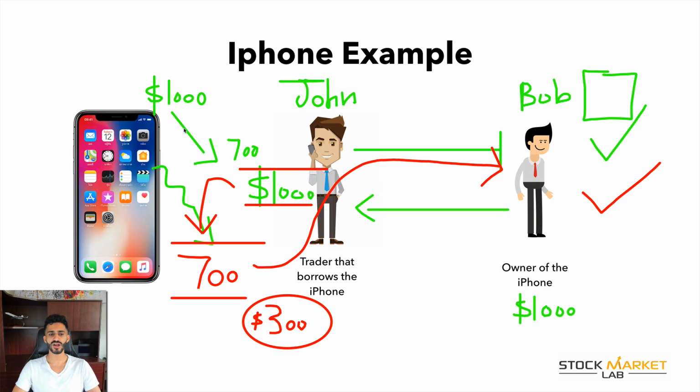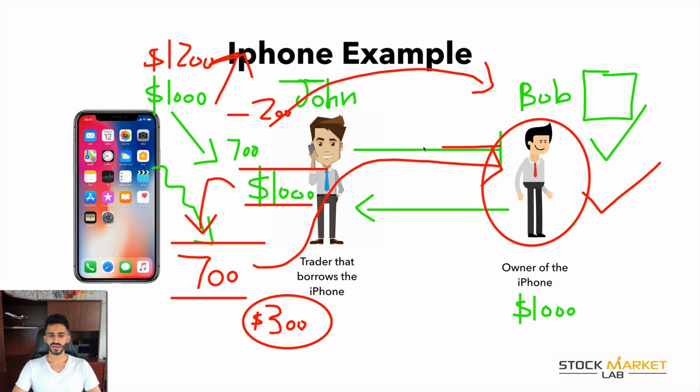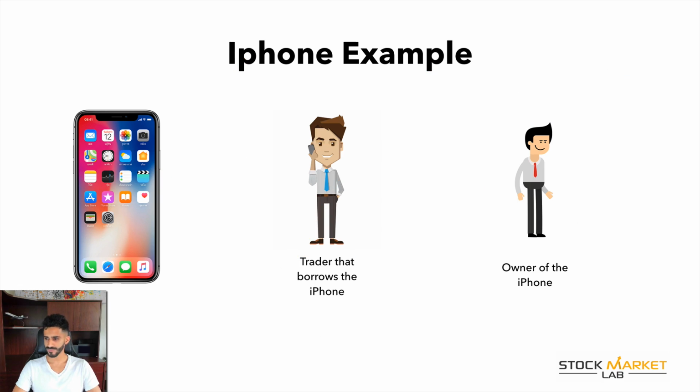Now obviously if the value of the iPhone did not go down, it went up, John would have to pay more money, right? Let's say the value of the iPhone went from $1,000 to $1,200. At this point, John would have to dish out an additional $200 to buy the iPhone and return it to Bob. So basically the idea of shorting is you're borrowing the shares, you're selling them to the open market immediately, and you're going based off the idea that the value is going to go down, and you make a profit if or when the value actually goes down, right?